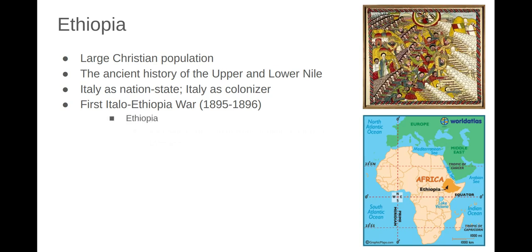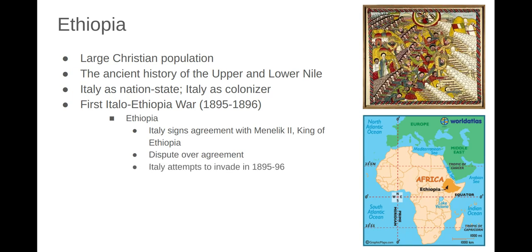This is a situation in the late 19th century. We're talking about 1895, 1896. Italy tries to take over Ethiopia. Italy signs this agreement with Menelik, the king of Ethiopia, and there's this dispute. So Italy attempts to take it over with an invasion of Italian troops.